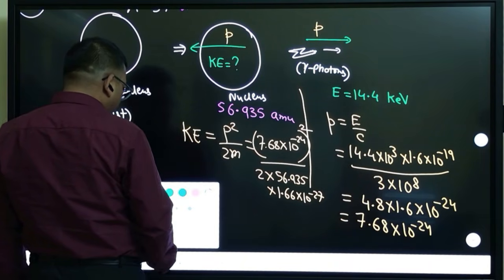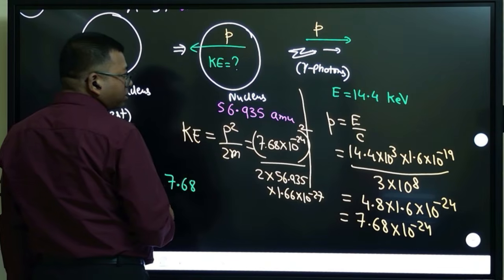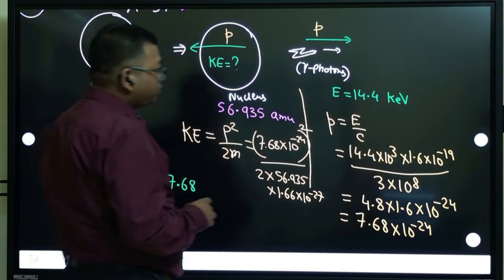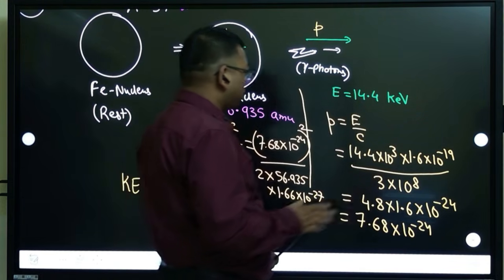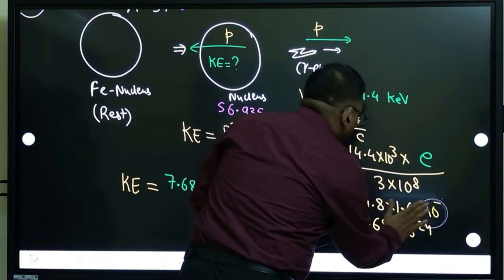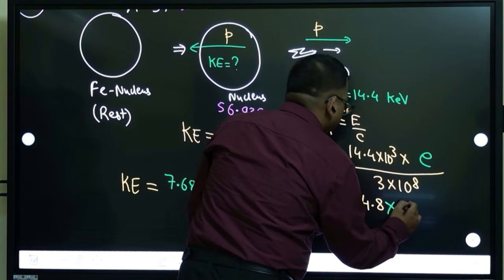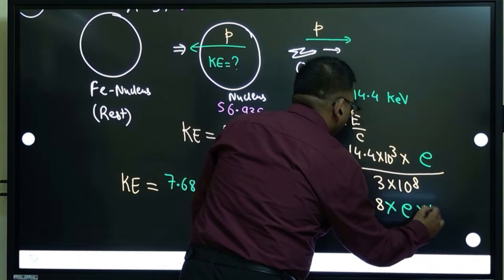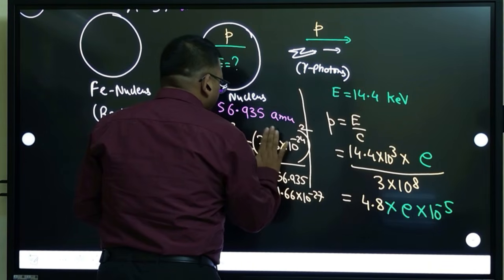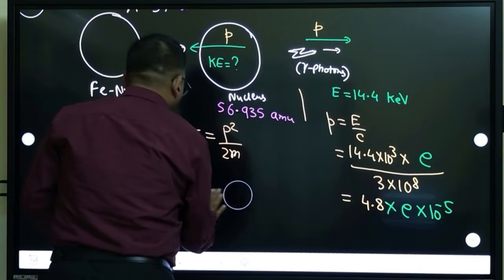Electron volt means you have to divide by the electronic charge. So 7.68 into... we would not have done that calculation, I think. Suppose I don't do this, let us keep it as E only. Here it will be 4.8 E into 10 to the power minus 5, correct? Let us keep it in that form because E square terms will come, and then we'll convert into energy in electron volt.